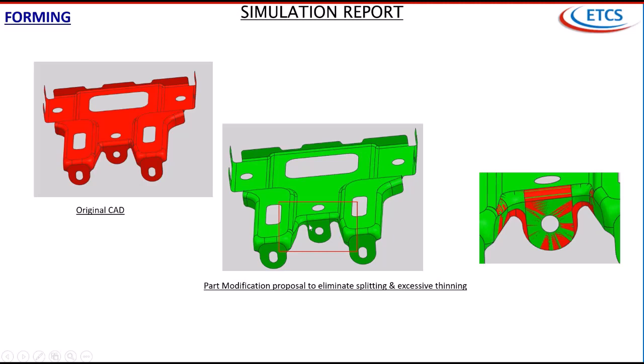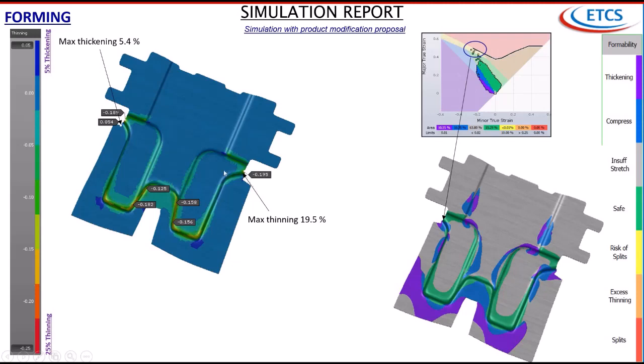So this is the proposal we had given. The red one on the left was the original CAD and the green one is our proposal, which is almost the same as what we have. In the latest one, we have a little bit more changes. In this area, you see where we have maximum thinning 19.5, that is what we changed in the latest one, right? So this is the cast form FLD. We had risk of split, so that also we controlled.